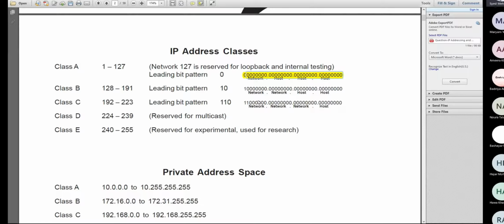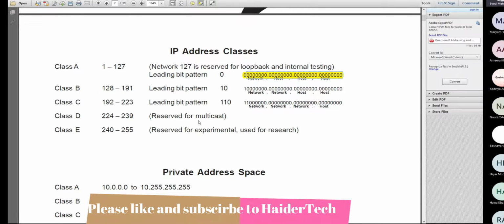The first bit in a class A address, the first bit of the first octet, is always set to 0. So the first octet range goes from 1 to 127. Class A addresses only include IPs starting from 1 to 126. The 127 range is reserved for the loopback IP address.